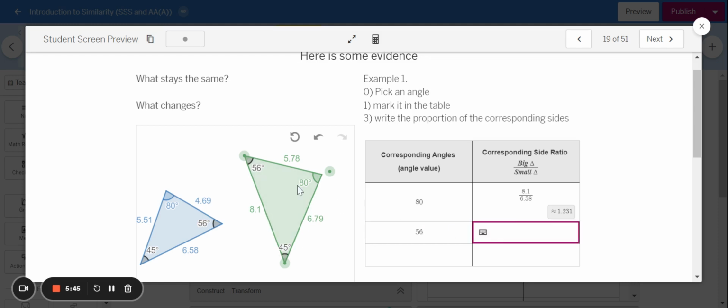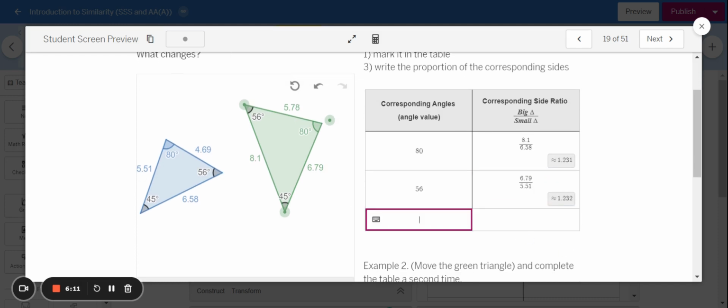The green triangle is bigger, so I'm going to use the green triangle, which is 6.79, over the small triangle, which is, so I'm looking for the 56, 5.51. We'll start understanding why that side angle relationship is so important here. Notice that the 1.23, 1.23, I'm going to ignore the rounding on that. And the last value here is 45.